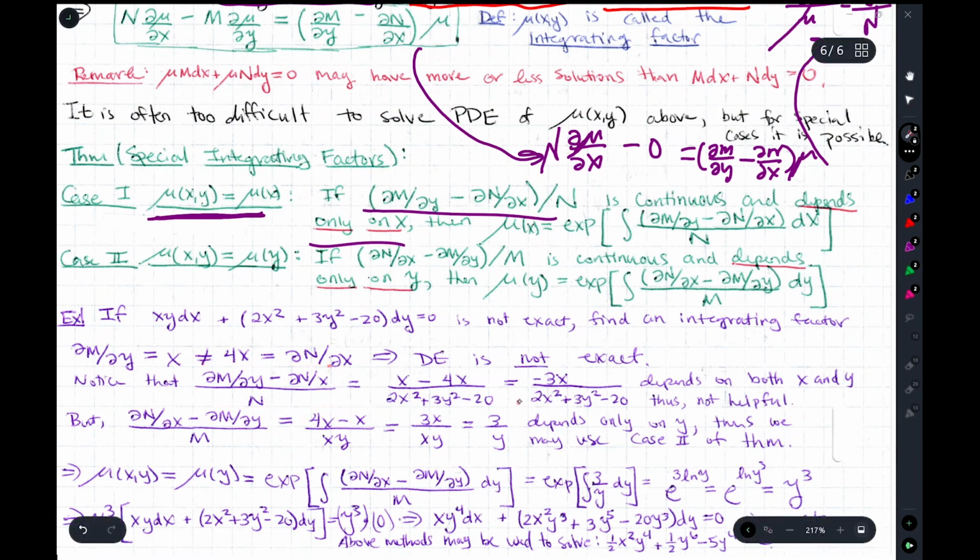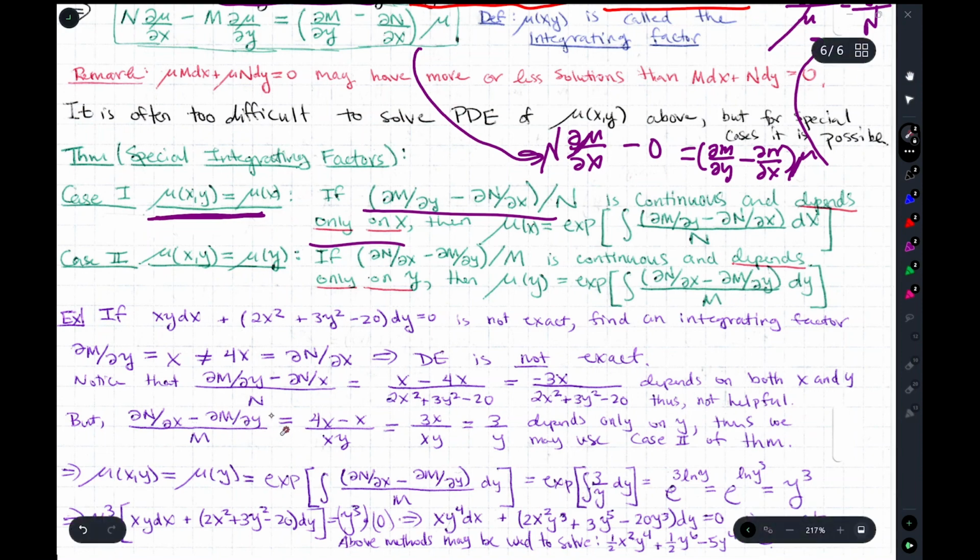We check it and we see there's no way to simplify this and have it only depend on x. The y's won't cancel. So this depends on both x and y, and thus it's not helpful. It's not this situation. So maybe we're saved, and this would hopefully only depend on y. There's no exact reason why it should, but maybe.